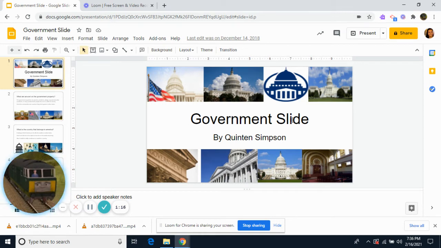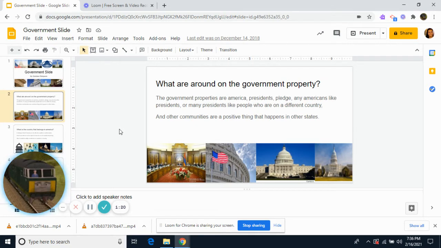All right, Government Slide by Quentin Simpson. What is around on the government property? The government properties are America, presidents, the pledge, any Americans like presidents, or maybe presidents like people who are in a different country. In other communities there is a positive thing that happens in other states, like people being positive all the time. This is a place to be positive all the time.